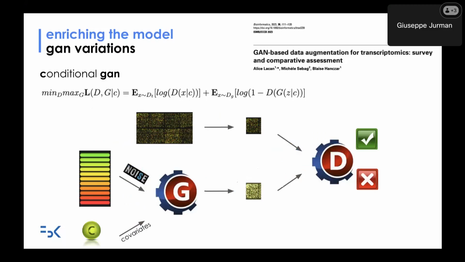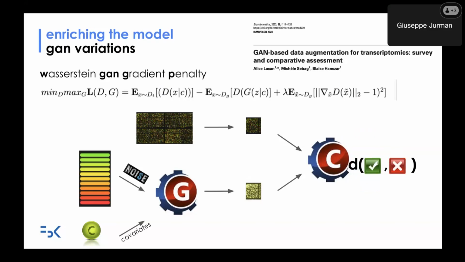A version of it is the use of conditional GANs, where not only the noise is used as input for the generator, but also other covariates, which can heavily improve the outcome of the models and provide much better synthetic data.